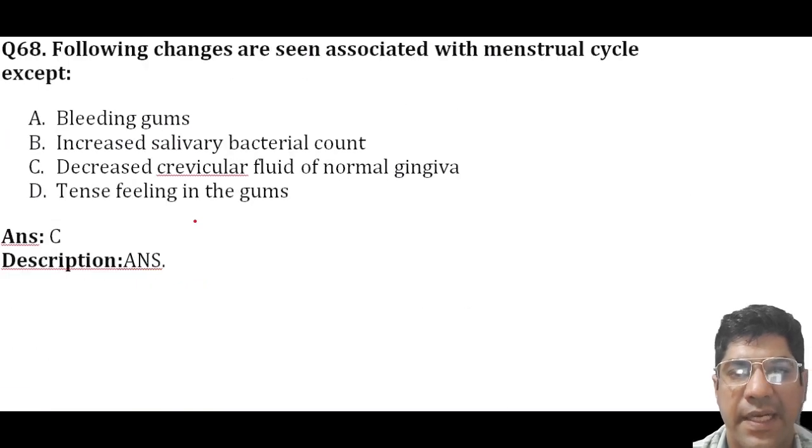What are the changes that are seen with the menstrual cycle except the answer is decreased crevicular fluid of the normal gingiva? So during the menstrual period, several oral and gingival changes can occur such as bleeding gums, increased salivary bacterial count and tense feeling in the gums. However, the crevicular fluid is unaffected during the menstrual cycle.